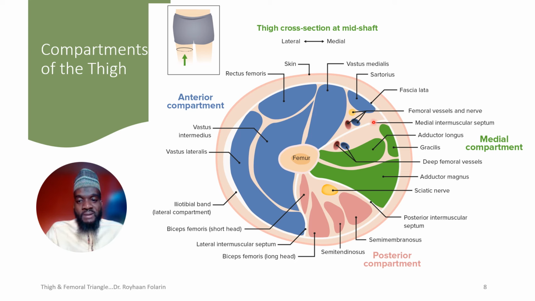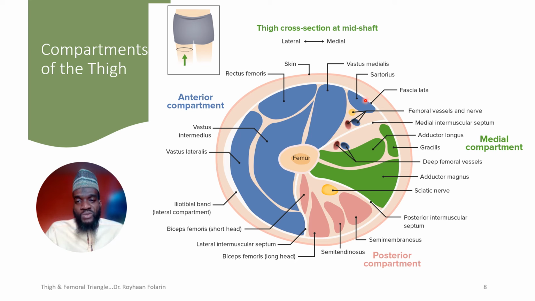So here is an intermuscular septum, and here is another intermuscular septum. Okay, and here is another intermuscular septum. So how do we know them or tell them apart? This one, we refer to as the lateral intermuscular septum. This one, we refer to as the posterior intermuscular septum, and this is referred to as the medial intermuscular septum. That is clear. So the septa separate the compartments. Now let's look at the compartments one after the other.